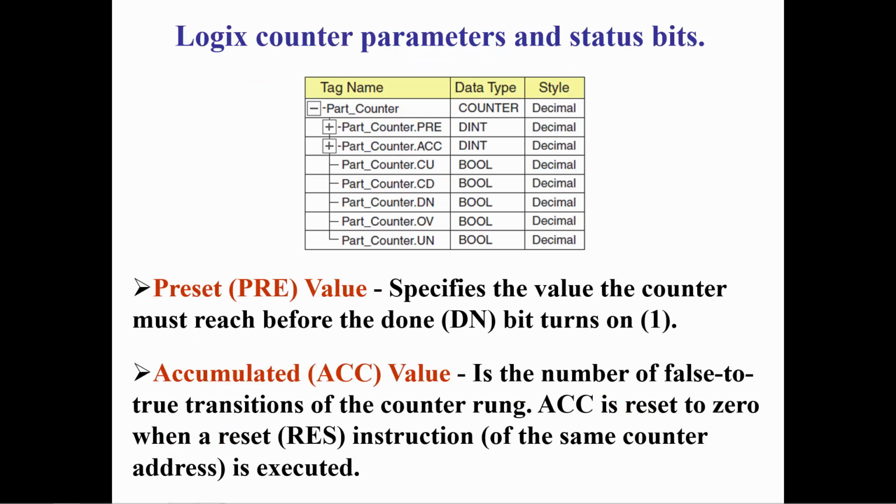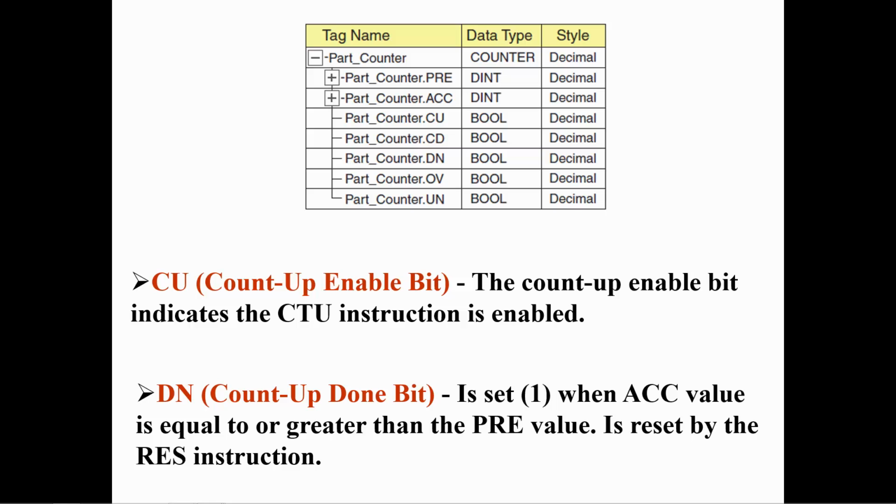Two items of data associated with the counter are the PRE, or preset value, and the accumulated value, or ACC. These are both double integer values. There is a CU, or count up enable bit, that is true whenever the CTU instruction is true. There is also a CD, or count down enable bit, which is true whenever the CTD instruction is true.